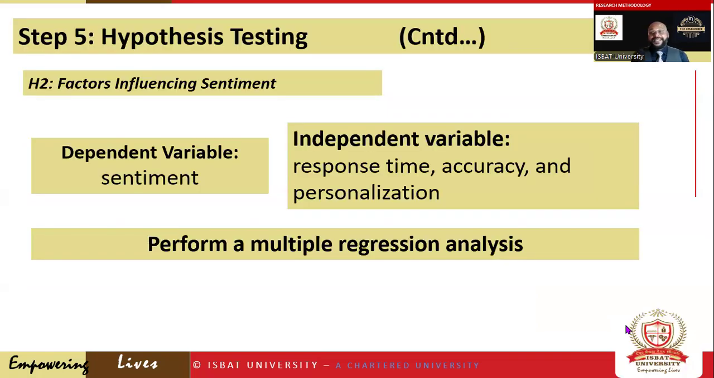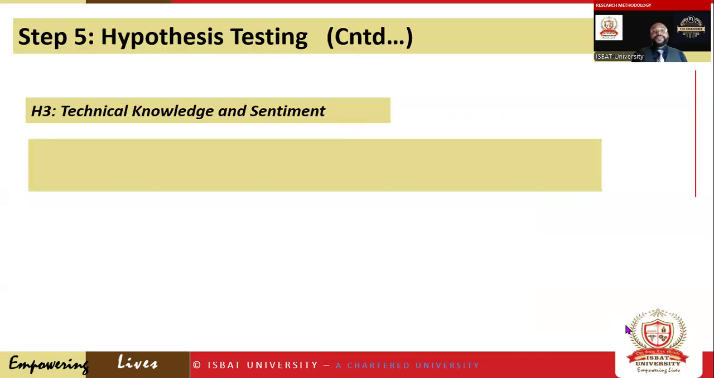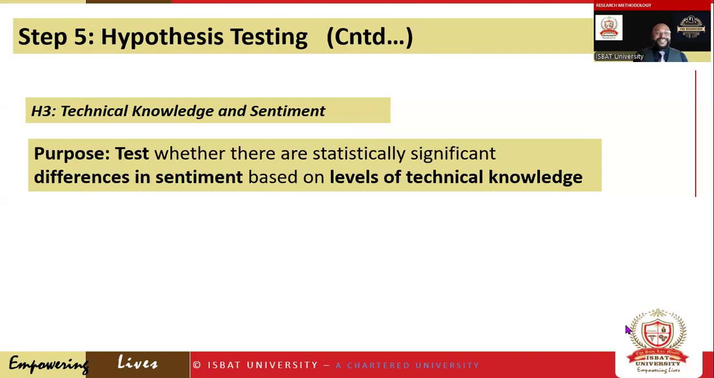So, I have done my second test. Now, I'm going to talk about technical knowledge and sentiment. Here, literally, I'm going to place the data so you know how it is done. My purpose in this test is to test the statistical significance between the sentiments at different levels of technical knowledge. So, people with high technical knowledge, people with medium technical knowledge, people with low technical knowledge, and what their sentiments are in these three levels.